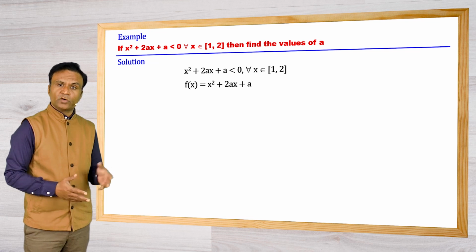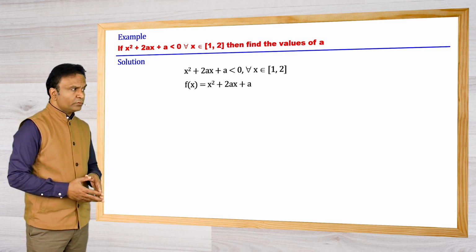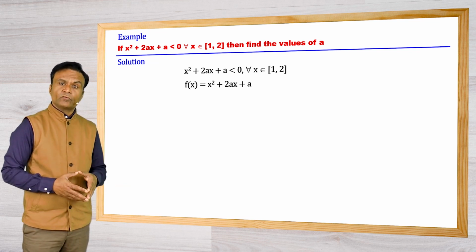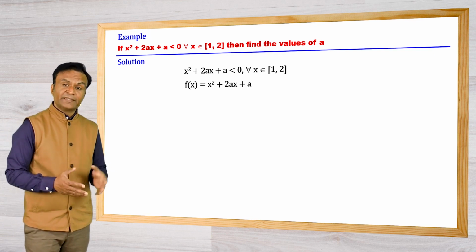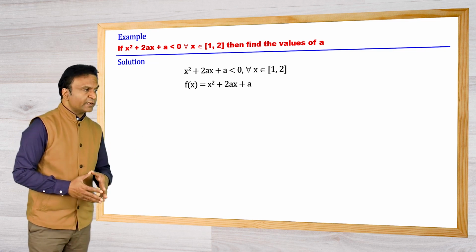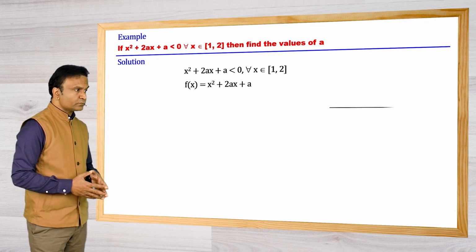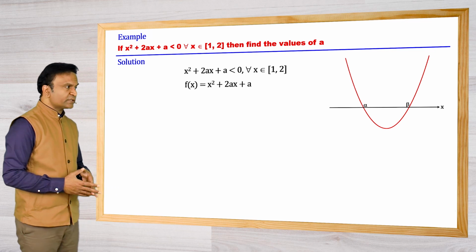The graph is concave upward. Now we have to make this quadratic function negative for all x belongs to (1, 2). That means the graph must intersect the x-axis. So the possible graph of the function is like this. The graph is concave upward and intersecting the x-axis at 2 distinct points.